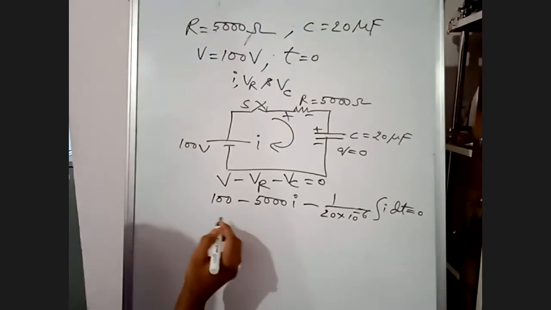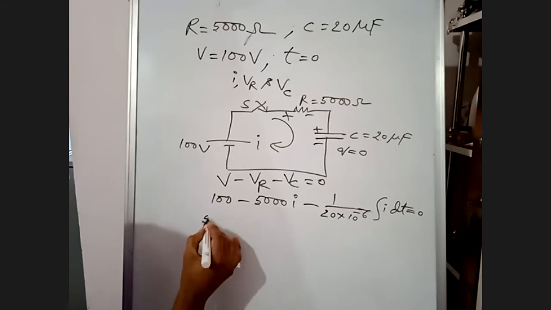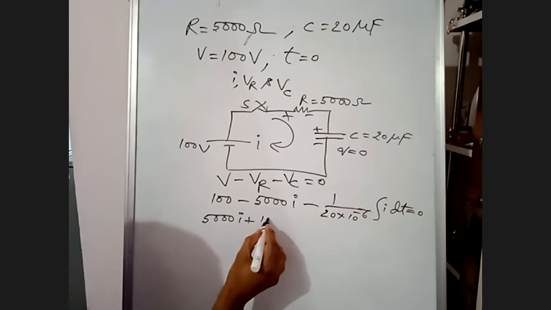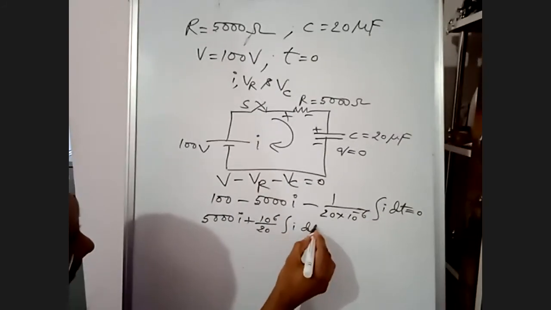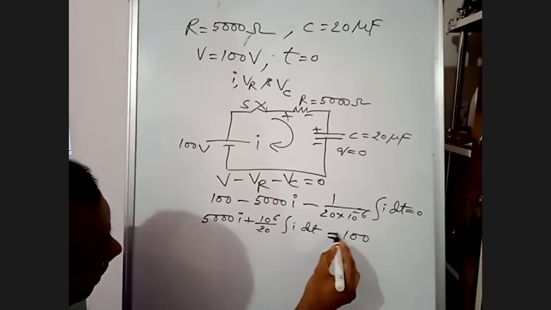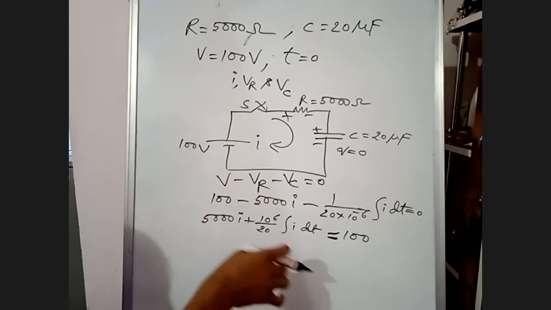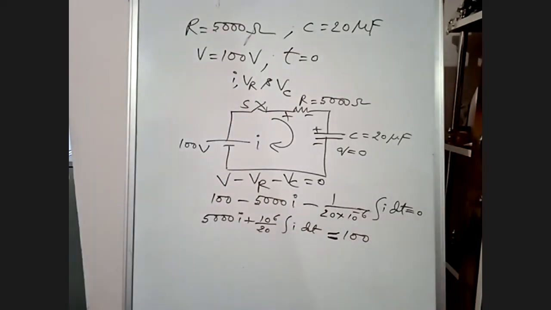Okay. Now, this is 5000 I plus 10 power 6 by 20 integral of I dt is equal to 100. I am rearranging the terms. Current terms I am keeping on the left side, constant I am bringing to the other side.